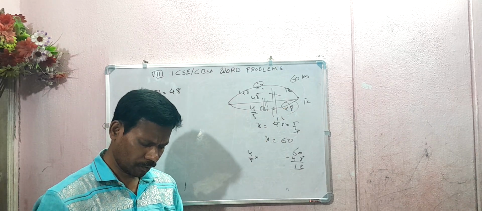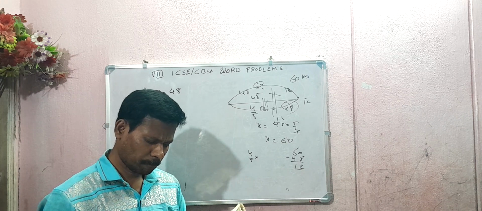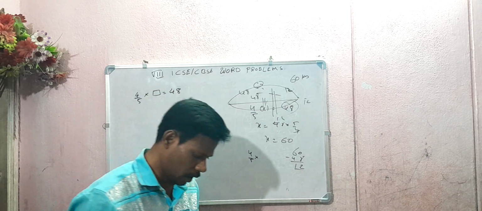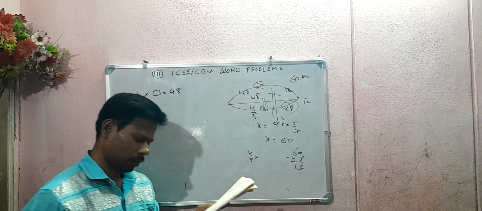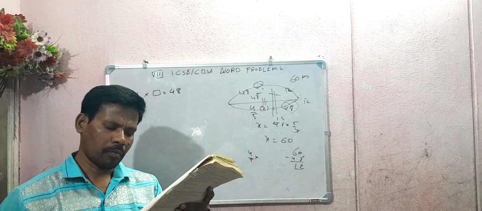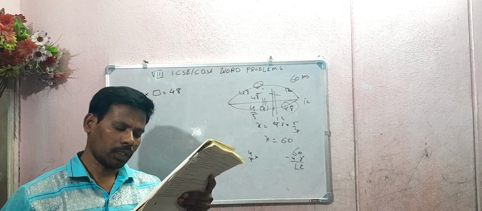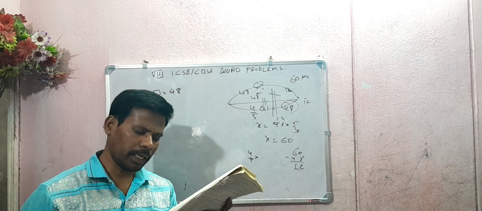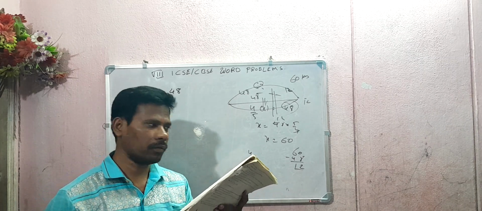Next problem. This is very typical. A man bought a fan for rupees 1,250. He paid 3 by 10th of the price in cash. Very simple question.